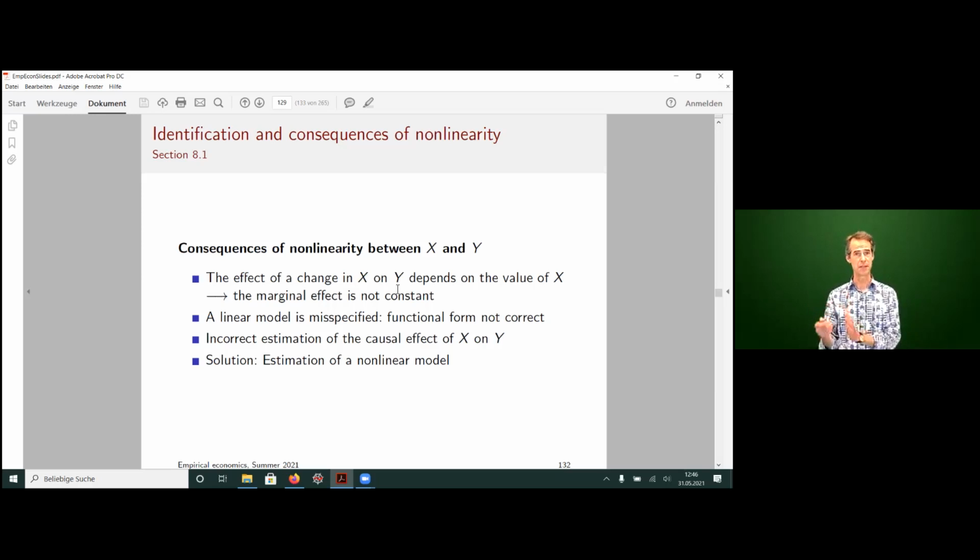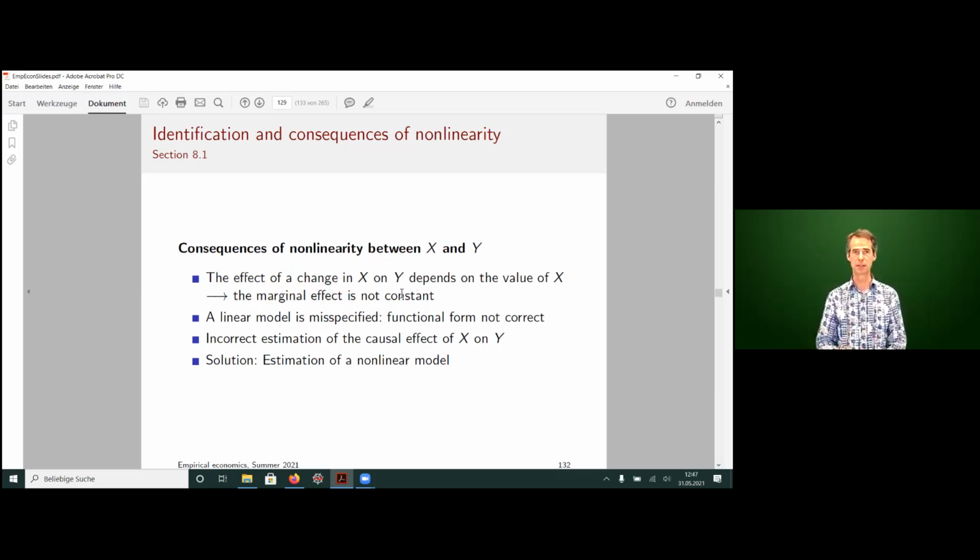Okay? This effect used to be constant in a multiple linear regression, and the coefficients, the beta 1, beta 2, and so on, were the effects of a change in the underlying regressors. But if we look at a nonlinear regression model, this change depends on the values of the regressors. So the marginal effect, to put it in economic terms, is not constant. It's not everywhere the same. It depends on where you are.